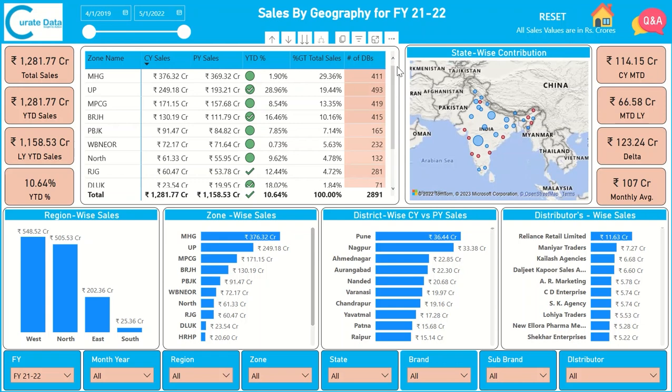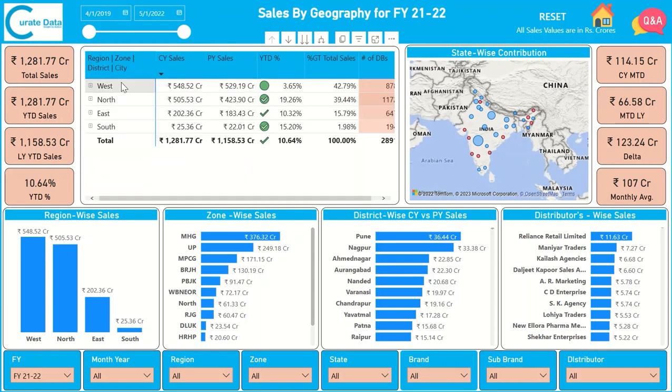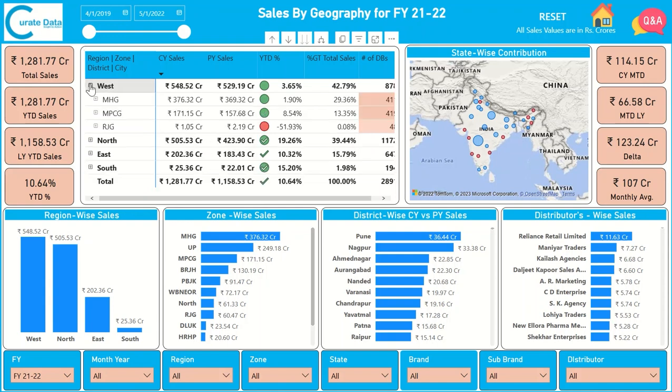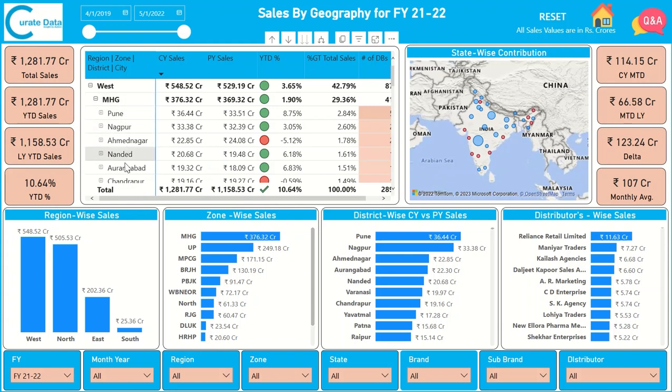In this similar graph, if you want to see region wise, you can drill up and you can see these are my four regions. What is my current year sales? What is my previous year sales? YTD percentage, and so on and so forth. If you drill down for West region, you can see these are the three zones under the West region. For example, Maharashtra. Under Maharashtra, these are the districts, right? For example, if I want to see the analysis for Pune district, I can just click on Pune.